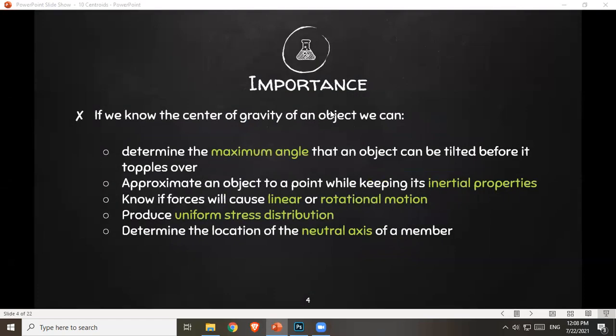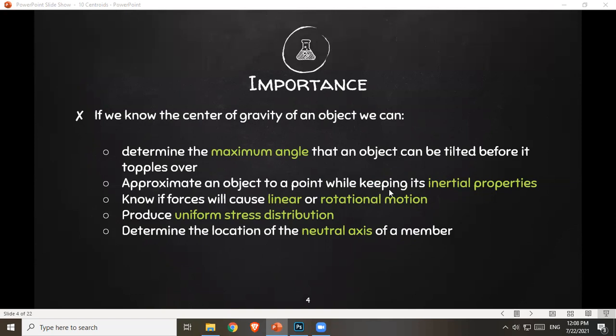So why do we need to know center of gravity? Well, if we know the center of gravity of an object, we can do the following. First, we can determine the maximum angle that an object can be tilted before it topples over. This is beneficial because it helps us create interesting shapes in our structures for architecture and engineering. Another thing we can do is approximate an object to a point while keeping its inertial properties. Inertial properties are the characteristics that make something resistant to change or motion.